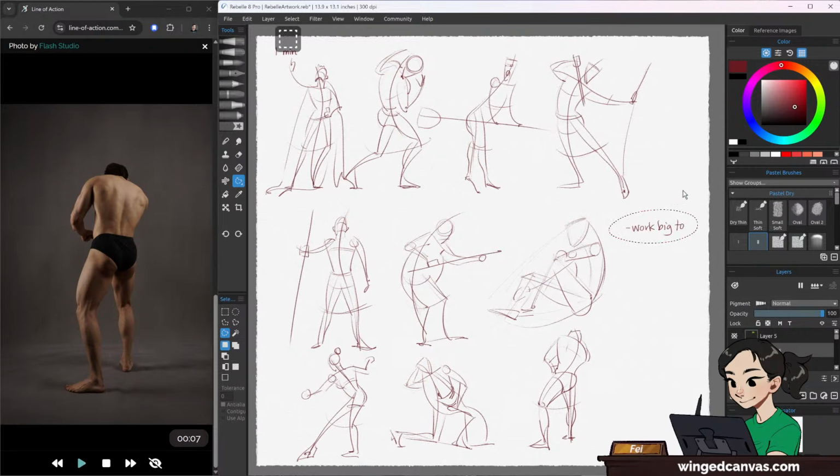You want to work big to small because it's more efficient that way. Think of it this way: if you're building a house, you're going to build the foundation first. You're not going to paint it or put the details on first, right? A lot of people will worry about details and they won't work big to small. So as a general rule, you want to work big to small.